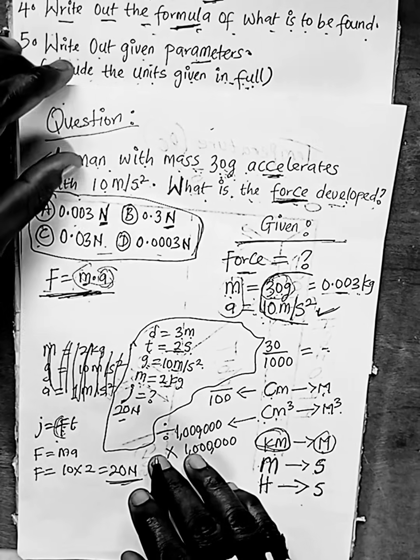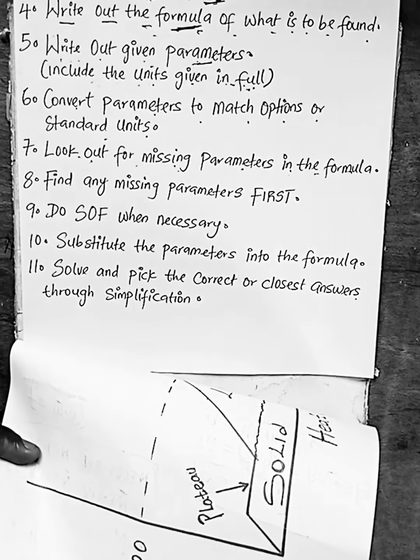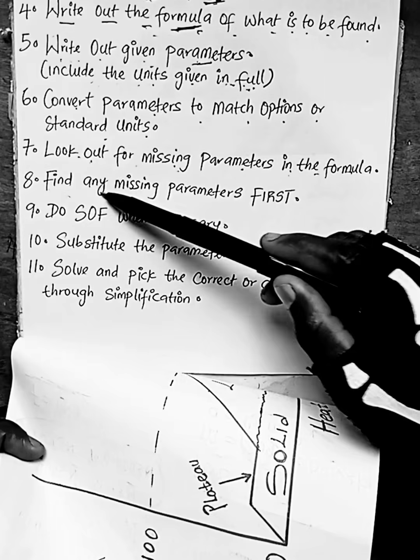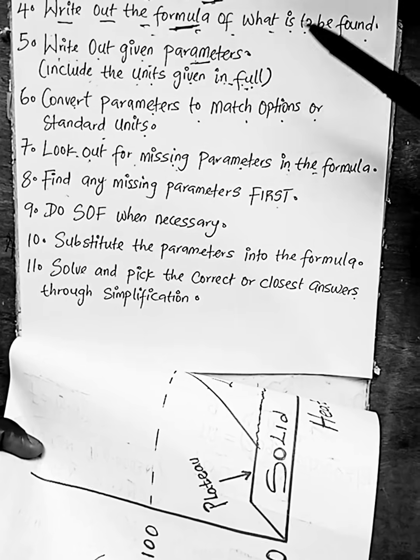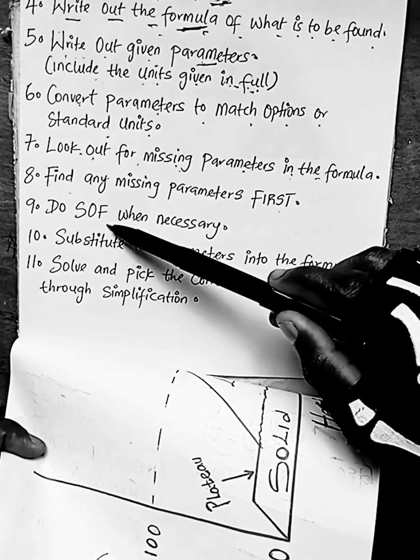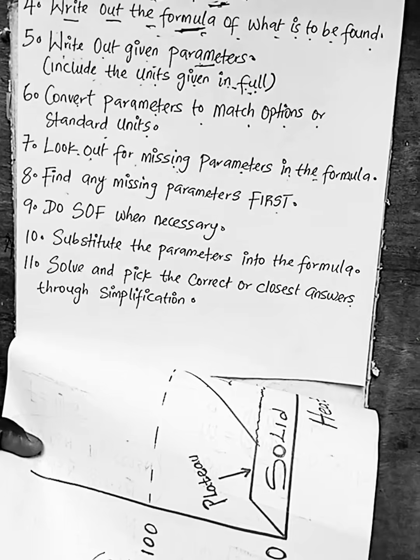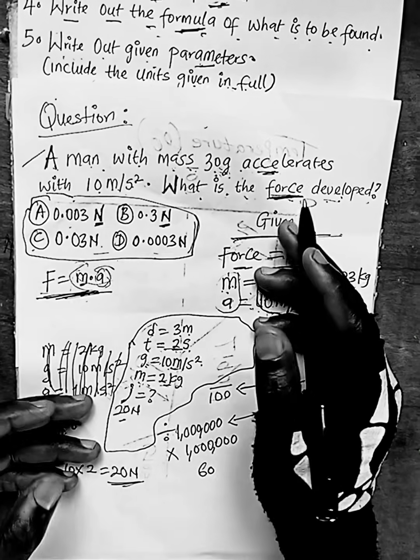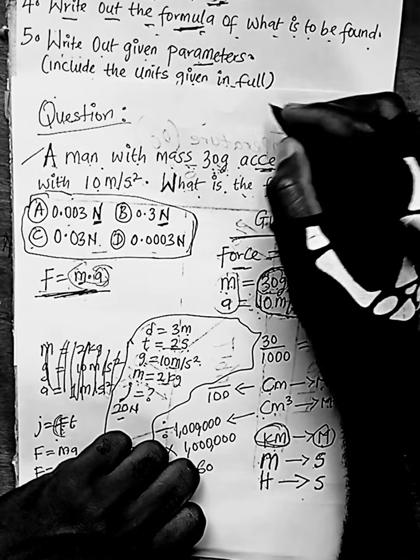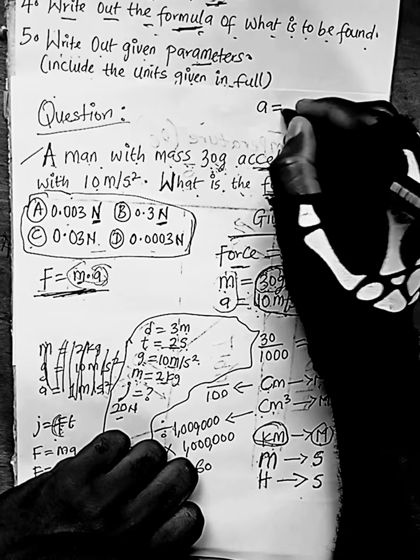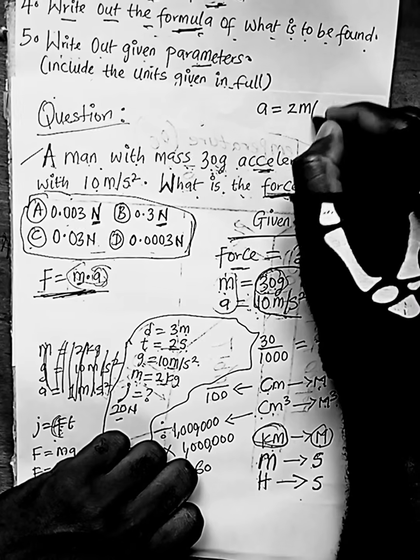Now, let's move over to the next step of answering calculation questions in physics and chemistry. The next step is step 8: find any missing parameters first. We have found that. Step 9: do SOF, that's subject of formula, when necessary. So, you do subject of formula when necessary. For example, they gave us acceleration equal to 2 meters per second square.